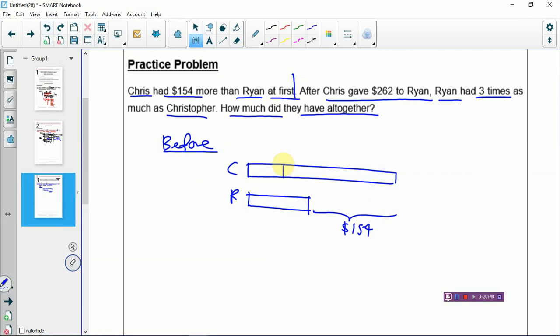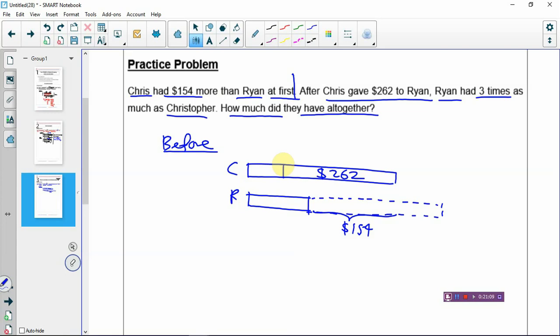262 is bigger than 154, so that's how you cut. All right. Okay, so Chris actually gave a lot of money, which is here, 262. And then Ryan received, right? Ryan will receive the money. So how are you going to draw Ryan receiving the money? Now, we are still in the before model. So Ryan is going to receive, but he hasn't received yet. So I'm going to draw a dotted box to show that he is going to receive. And again, the dotted box has to be longer than 154.